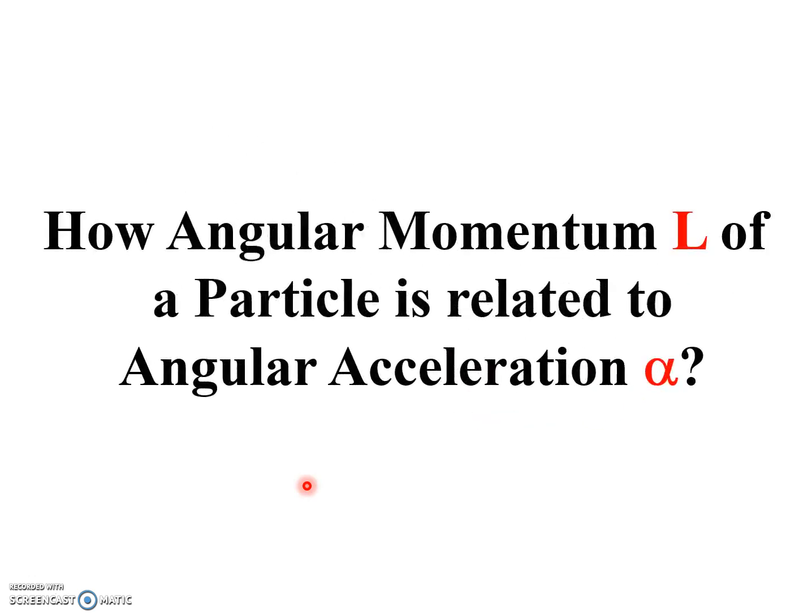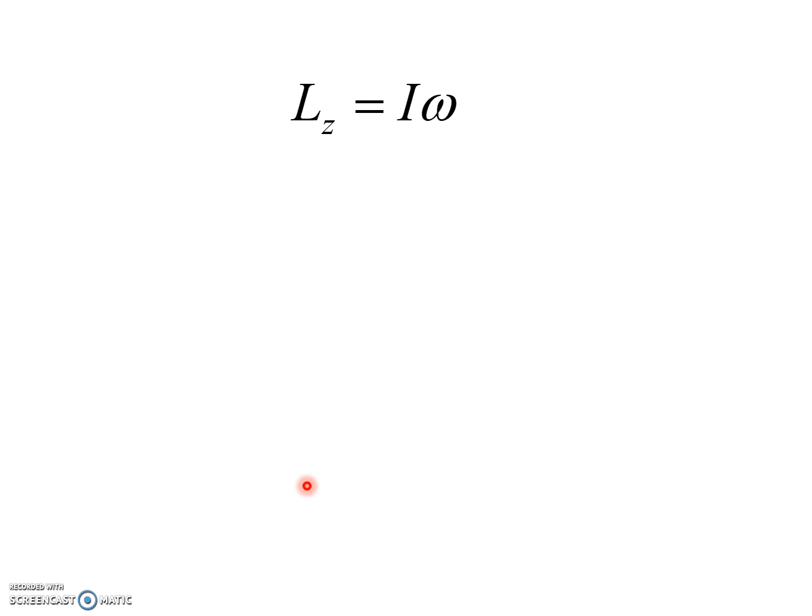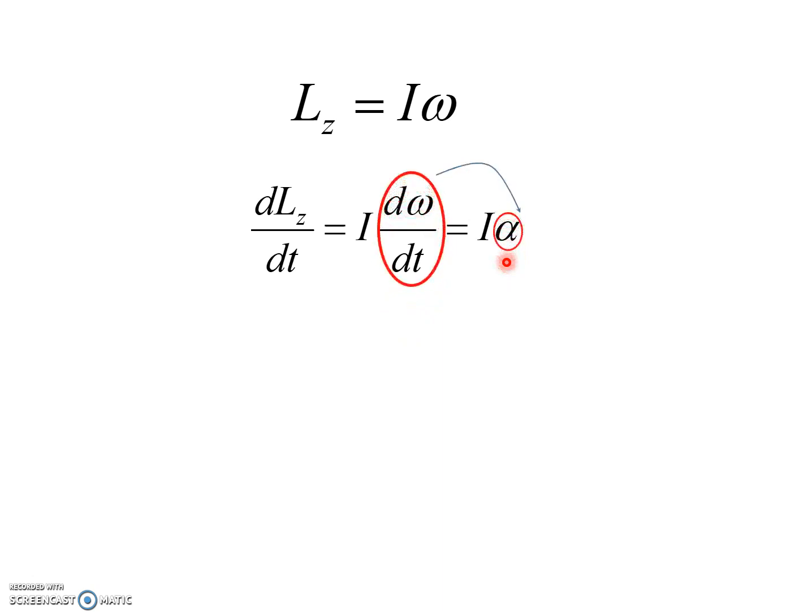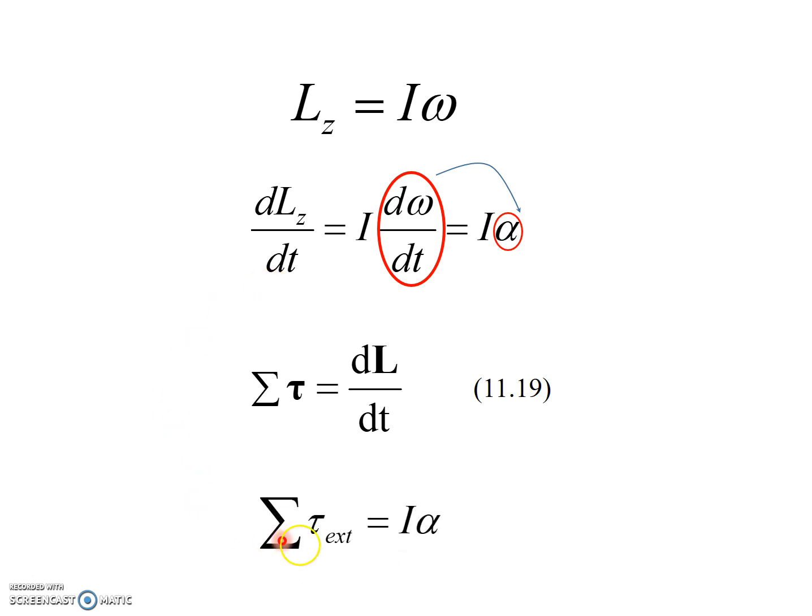How is angular momentum L of a particle related to angular acceleration alpha? L equals I omega. So if we write dL over dt, omega is written as d omega over dt, where d omega over dt is alpha, the angular acceleration. So from here, we can write the torque equals dL over dt, and we can also write the torque equals I alpha.